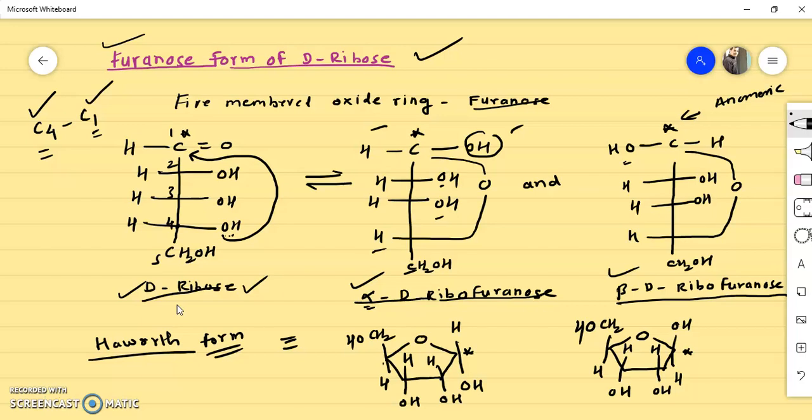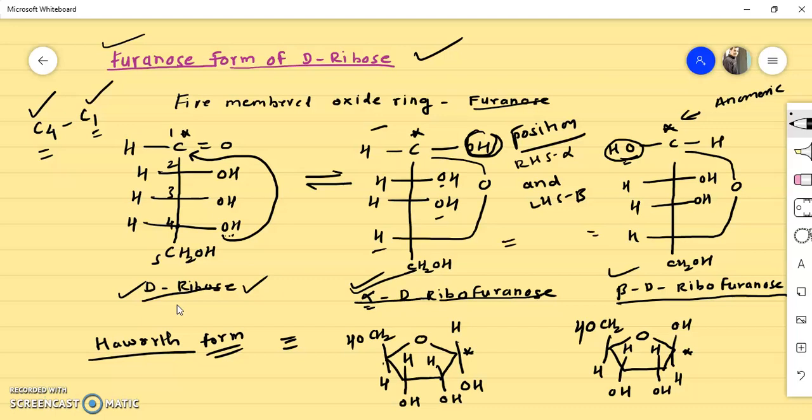Which anomer will form depends upon the position of this OH group. If this OH group is on the right hand side, then it is called the alpha anomer. If this OH is on the left hand side, then it is the beta anomer. So here in this structure, this OH group is on the right hand side, so it is known as alpha D ribofuranose. Here this OH group is on the left hand side, so it is known as beta D ribofuranose. Now these are the oxide ring structures of this alpha D ribose and beta D ribose.